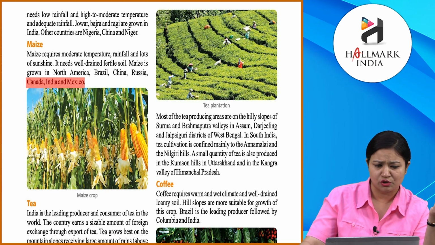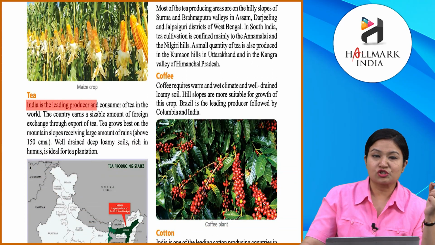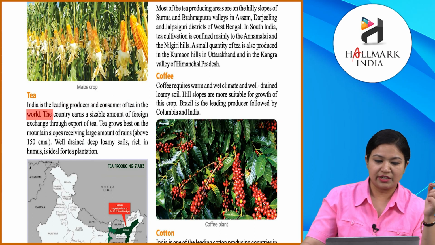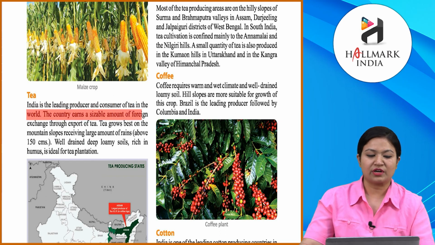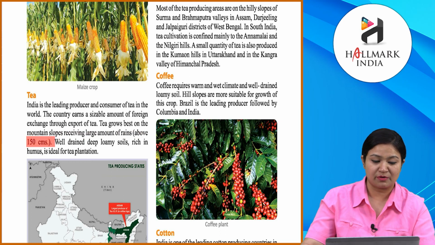Tea. India is the leading producer and consumer of tea in the world. The country earns a sizable amount of foreign exchange through export of tea. Tea grows best on the mountain slopes, receiving a large amount of rain, above 150 cm. Well-drained, deep loamy soil rich in humus is ideal for tea plantation.